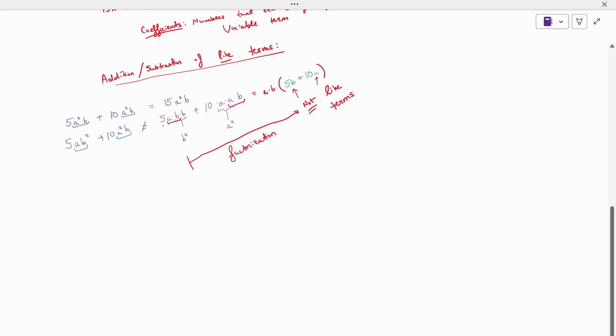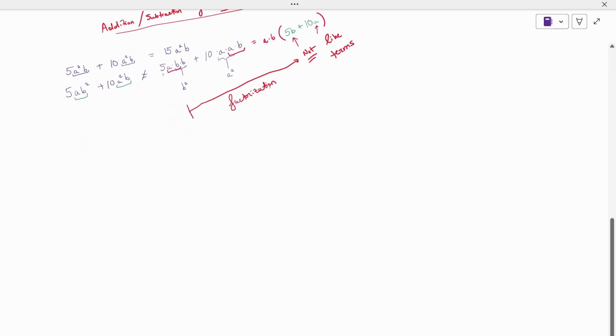So we can add like terms. What are the implications of this? Well, if you have something like 5a squared b plus 10a squared b minus 13a squared b plus 14a squared b.